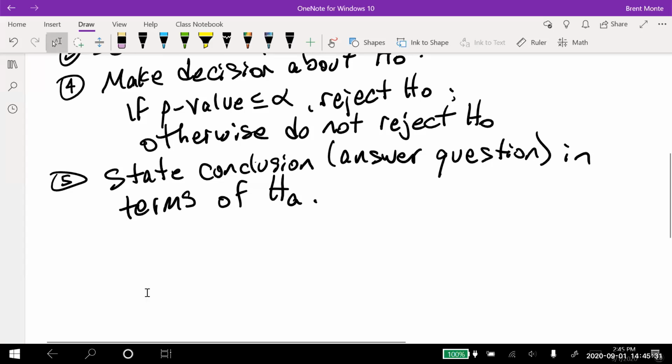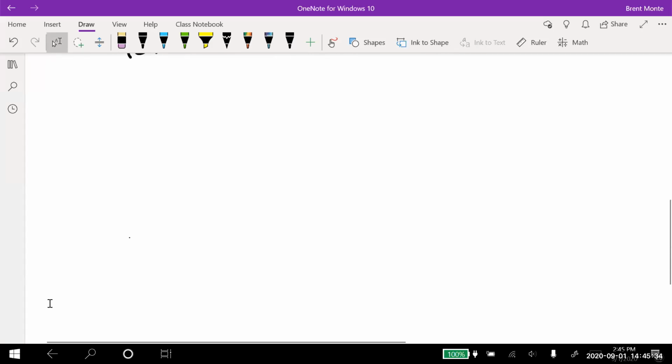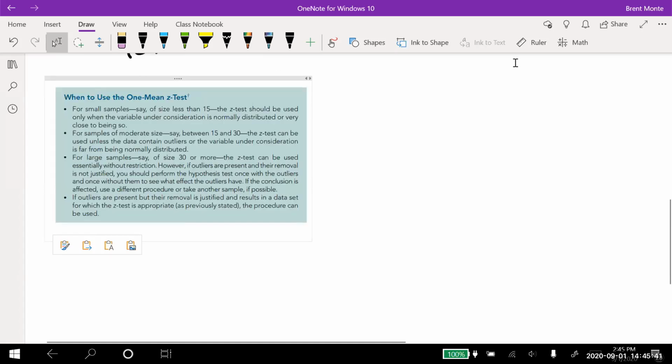We will figure these out, but let me show you something that the author tells us he wants us to pay attention to as to whether or not we can actually do this z-test. So we'll go through this fairly quickly, but I wanted to post it for you. It says, when to use the one mean z-test. Small samples, say less than 15. The z-test should be used only when the variable under consideration is normally distributed or very close to.